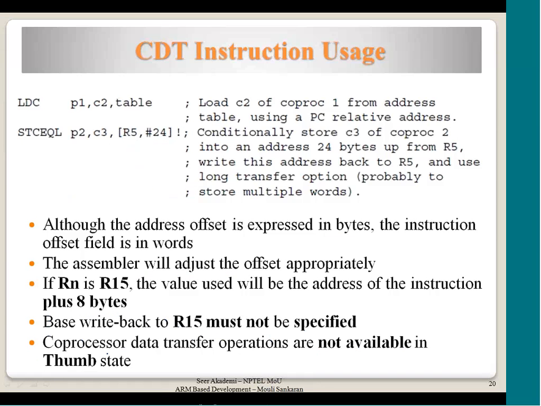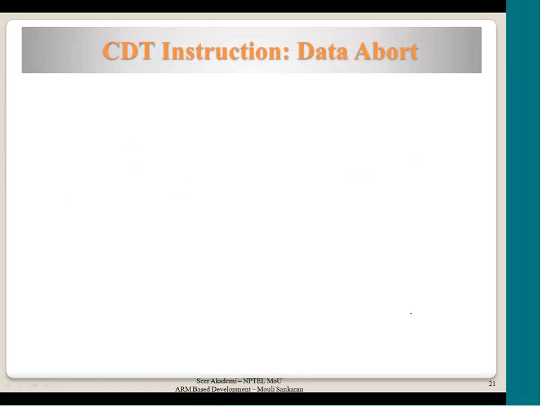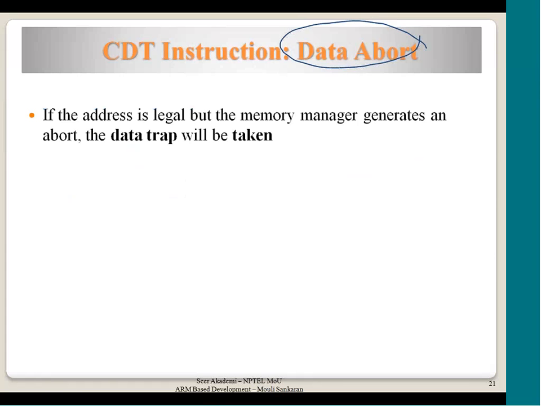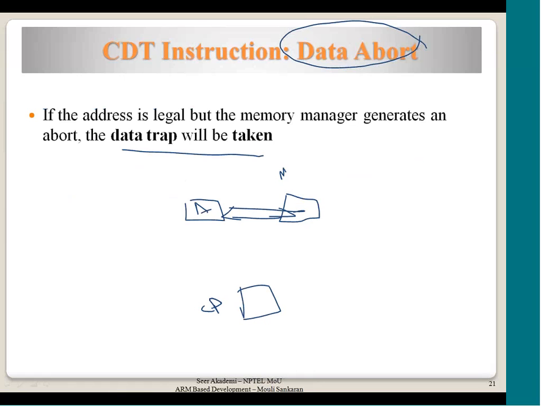Coprocessor data transfer is not available in Thumb state. It is similar to any other coprocessor instruction. It is not available in Thumb state. Okay. Now, one more thing. A data abort is possible in the coprocessor data transfer also, if the address is legal, but the memory manager generates an abort. Now, see, abort has to be there irrespective of whether the transfer is between ARM and memory, or the coprocessor and the memory. The transfer may be between these two. But abort should be allowed, because it may be that the floating point thing is currently not available in the memory, then an abort has to be generated. Now, who will execute the abort handler? ARM will execute, not this guy.